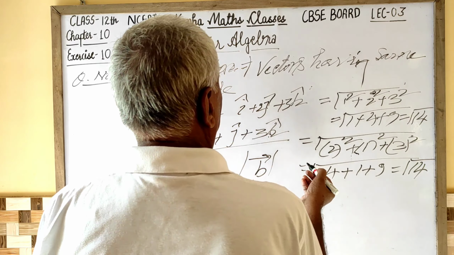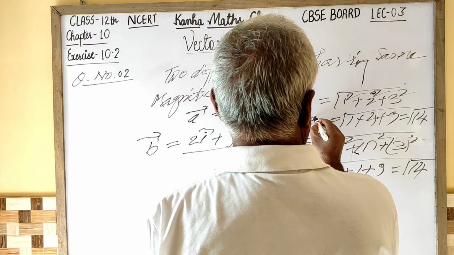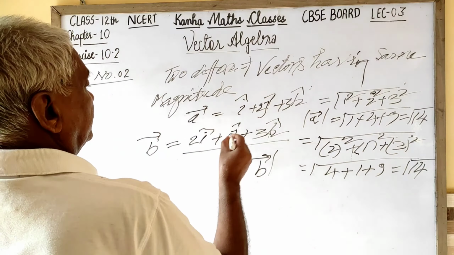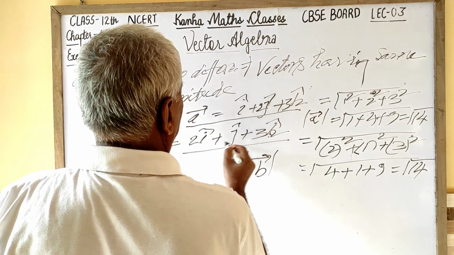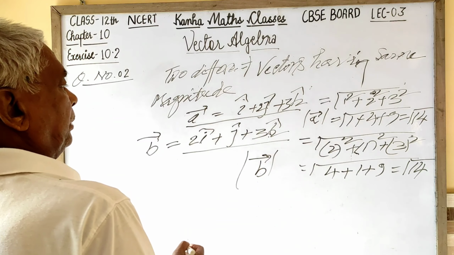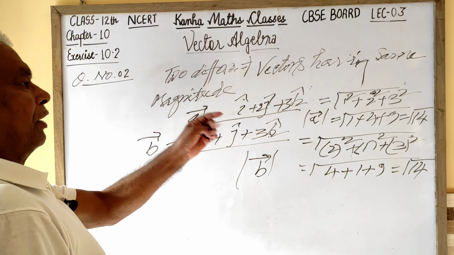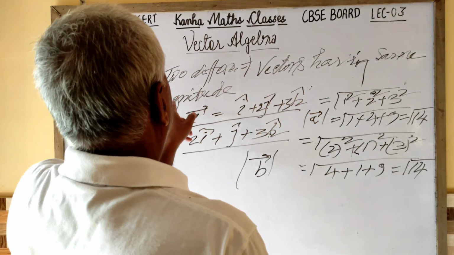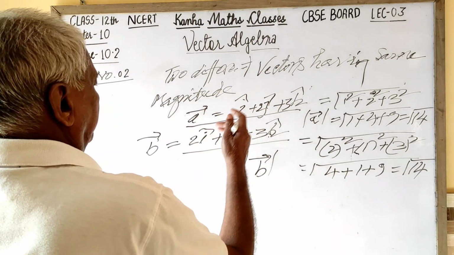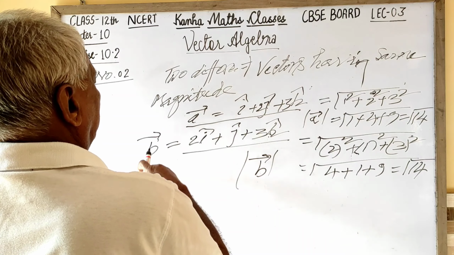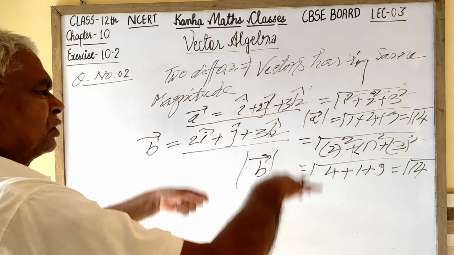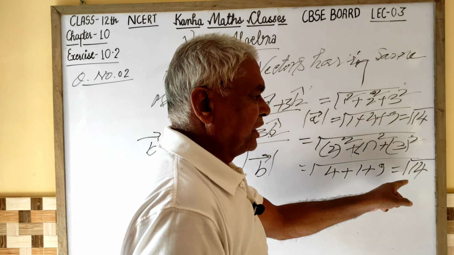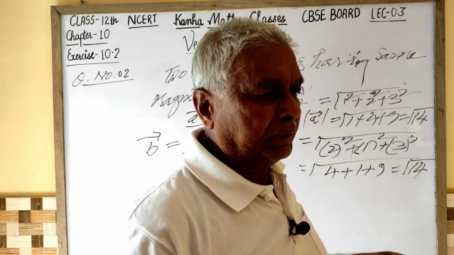Here is the magnitude of this vector and here the magnitude of this vector. Although these two vectors have the same magnitude, their direction cosines are different. Hence, two different vectors, maybe vector A and vector B, have the same magnitude. There are infinitely many vectors that have the same magnitude but whose direction ratio or direction cosine may differ.